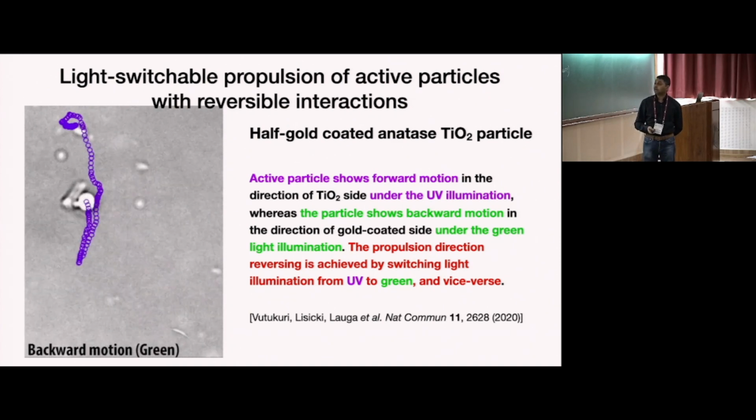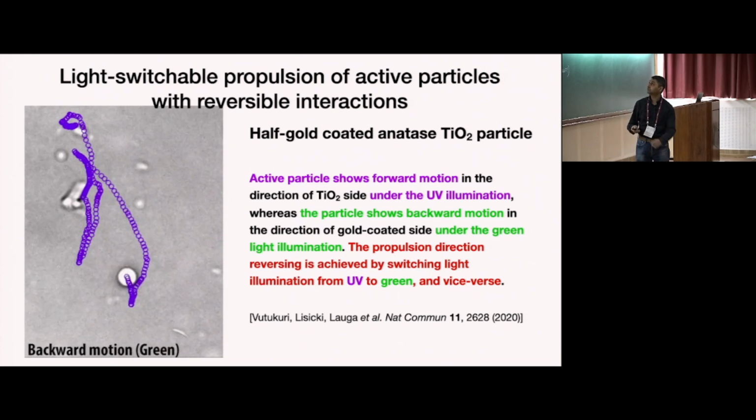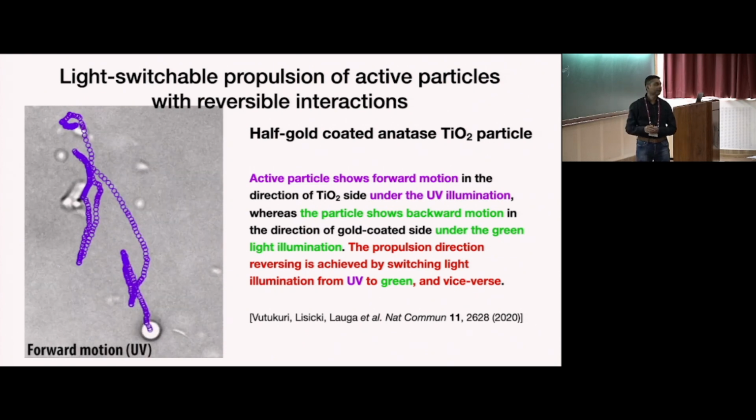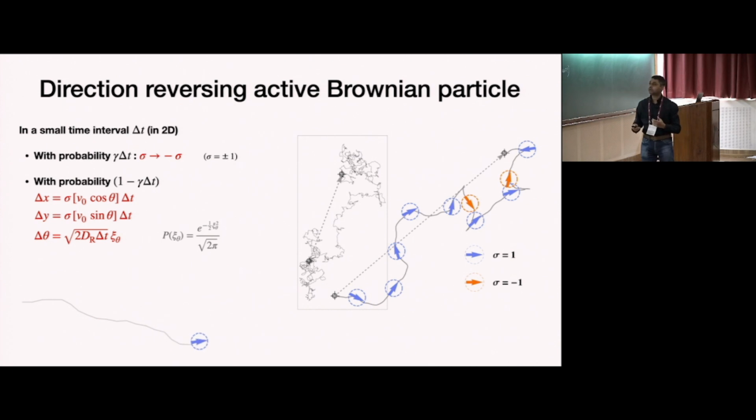And these models are also artificial particles where you basically coat the particle with titanium dioxide, and then depending on what kind of light you are shining, it basically moves one way or the other. Okay. So if you want to model this particle, the minimal model is basically like this active Brownian particle, but then there is another variable sigma which takes +1 or -1. Okay. So sigma, independently, irrespective of theta, changes between +1 and -1.